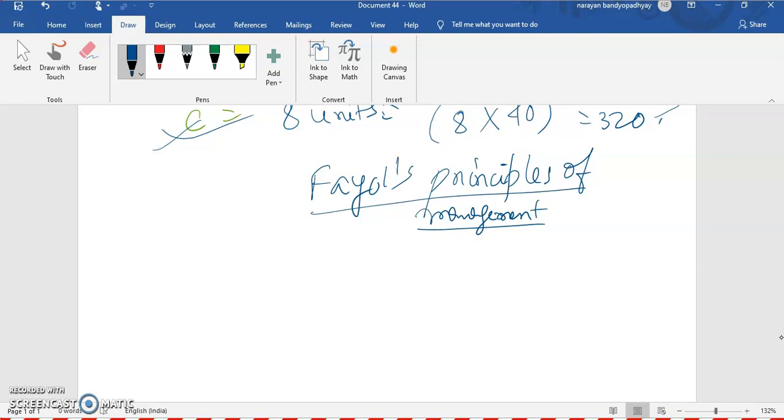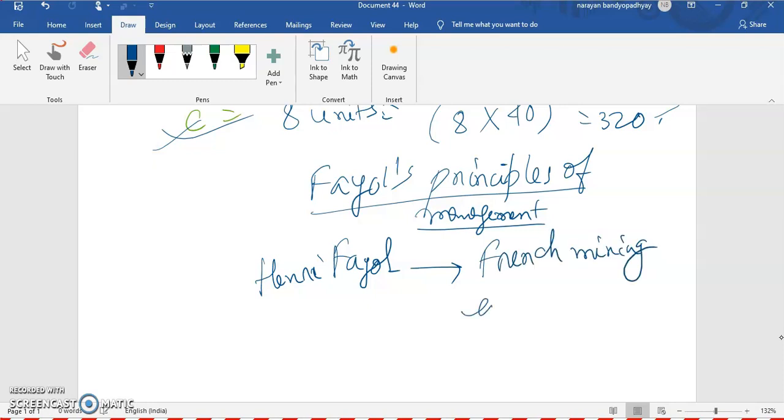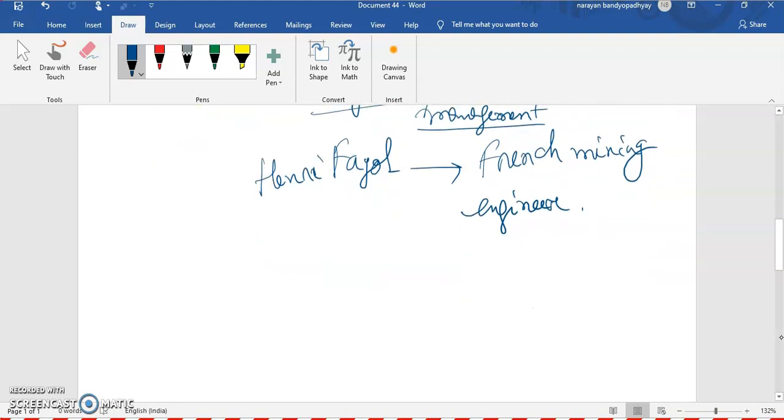Who was Henry Fayol? The name is Henry Fayol. He was a French mining engineer who developed management theories for scientific organization of labor to control the production cost in an enterprise. So what he has done, he has developed management theories.